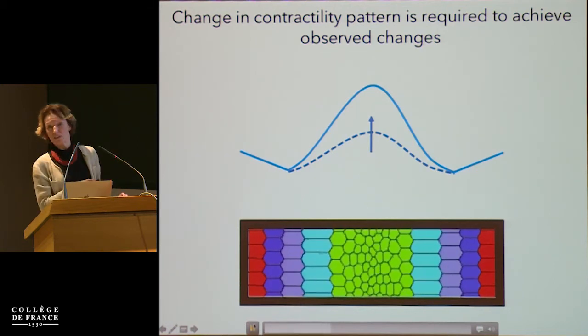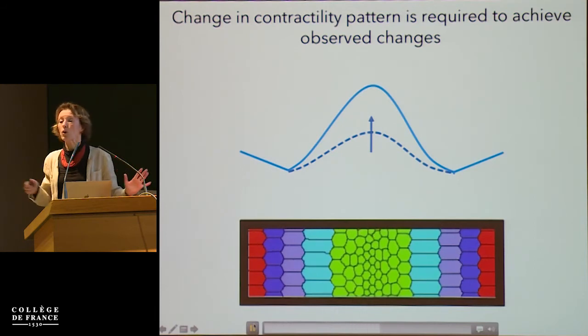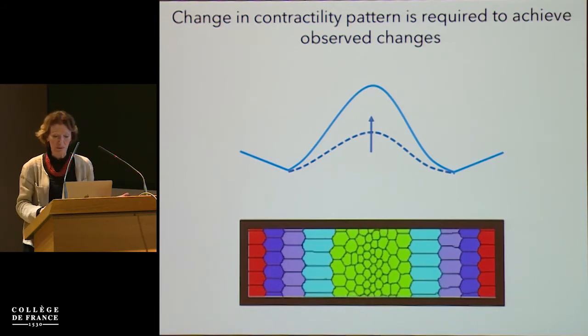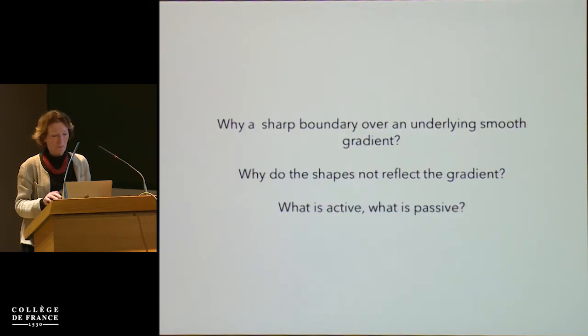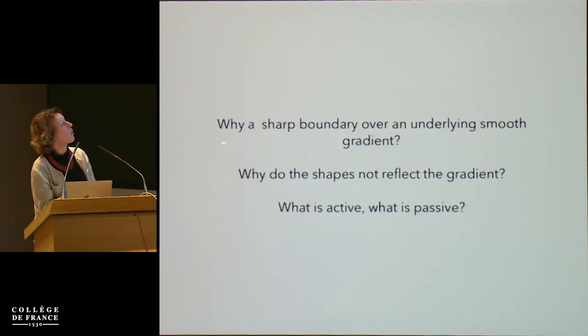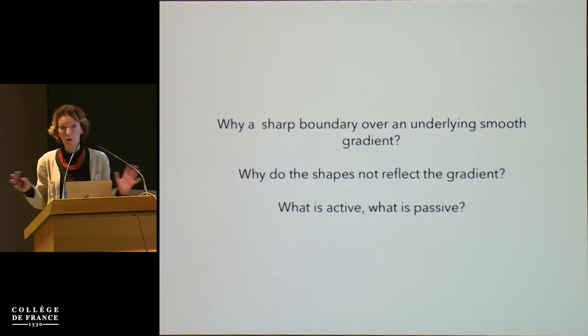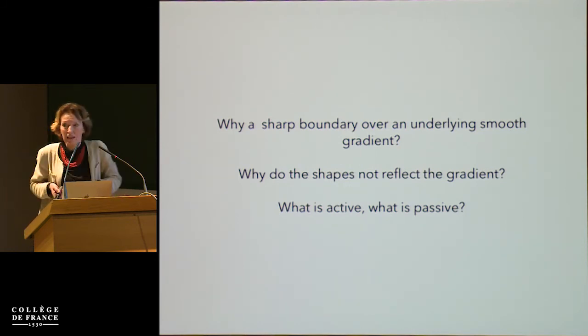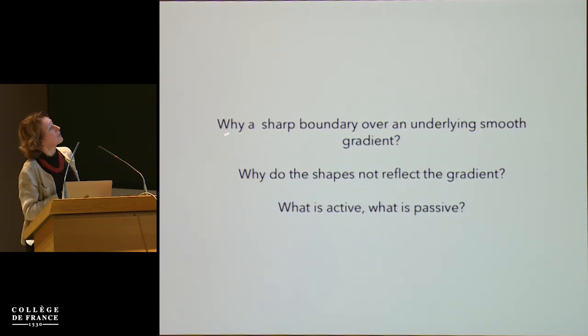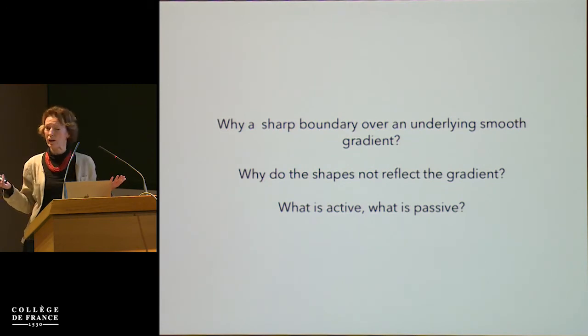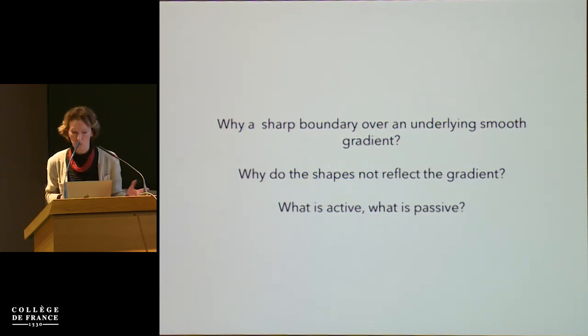But there is no evidence, there's no data at all that suggests that this exists. So it has to be something else. So this really raises a bunch of questions. So why is there a sharp boundary over an underlying smooth gradient? We know nothing, and I tell you, the Drosophila early embryo has been looked at for gene expression patterns ad nauseam. I think we really have a full image of everything that is expressed. There's nothing that has a boundary within the mesoderm. So why a sharp boundary over an underlying smooth gradient? Why do the shapes not reflect the gradient? Why do they inverse? And what's active and what's processed in this?